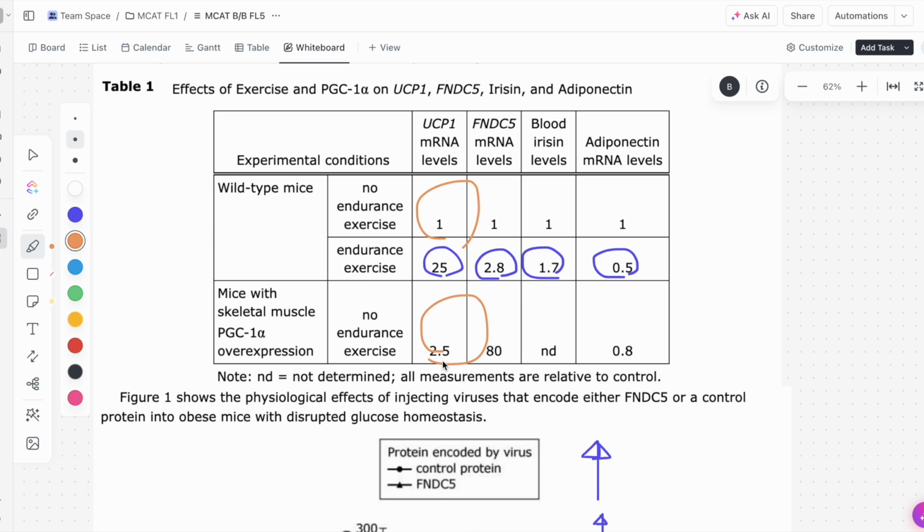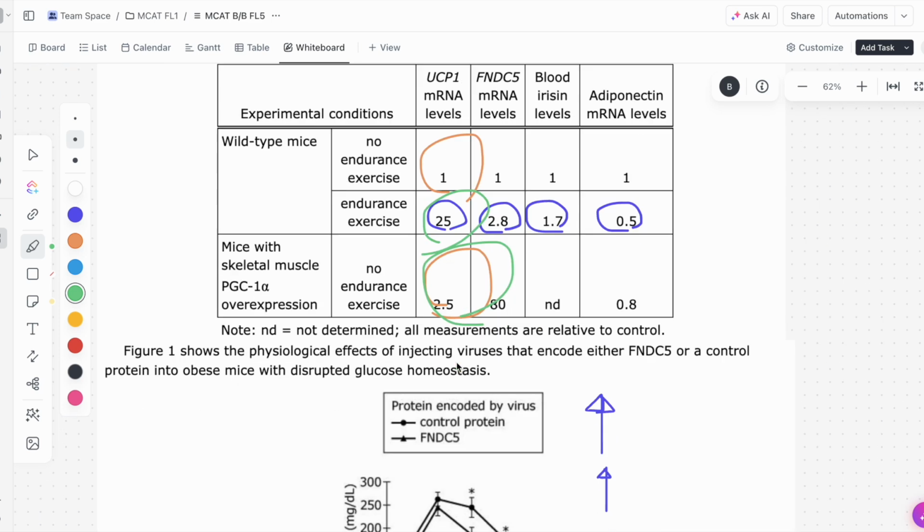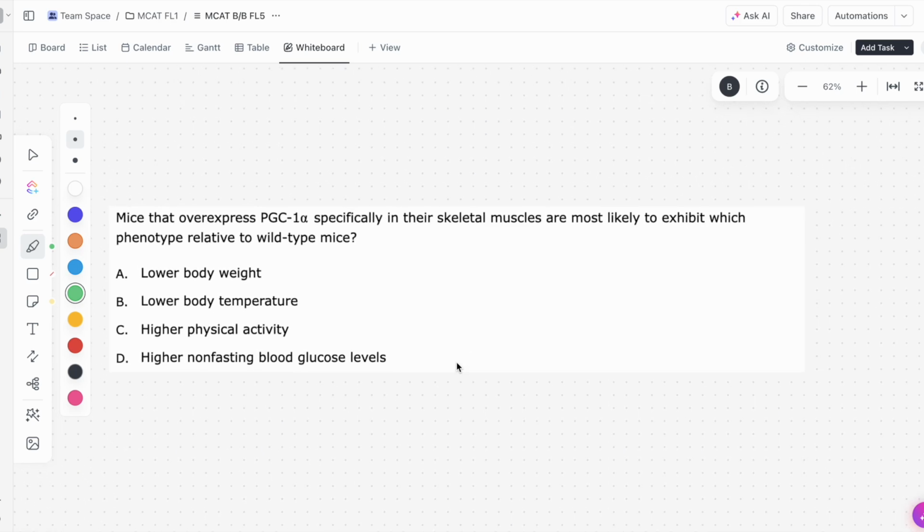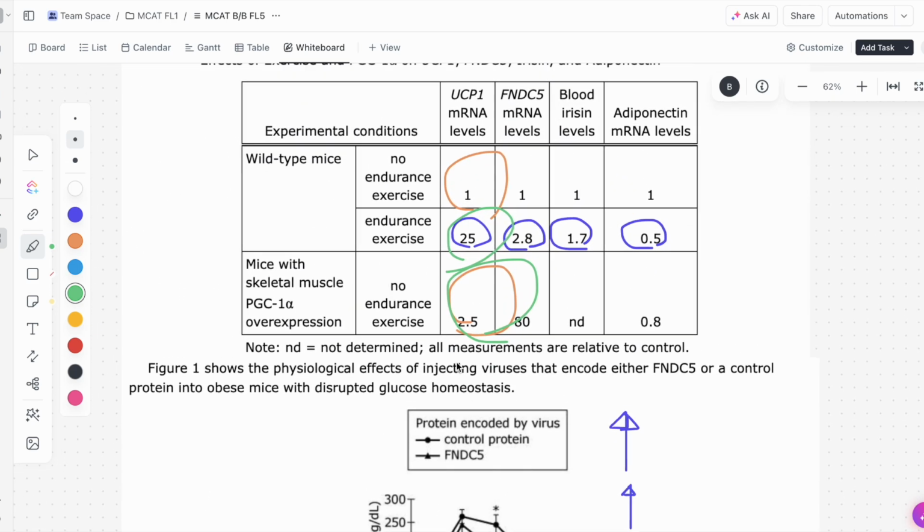So even though this is 2.5 and this is 25, so of course these are wildly different values, what you see is that compared to wild type no endurance exercise, you get an increase in both of these green cases here, right? So that's just something to keep in mind right now. So let's take a look. Number one says lower body weight. So lower body weight. So what does that mean?